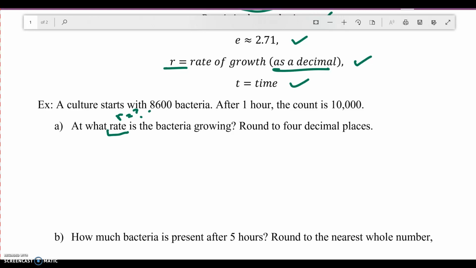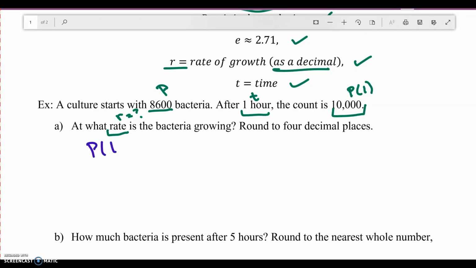Now it starts initially with 8,600 bacteria, so this is just P, our initial amount. 1 hour is just going to be the time, t, and then 10,000 is just going to be what we have after 1 hour, so P after 1 hour. Okay, so let's write down our formula.